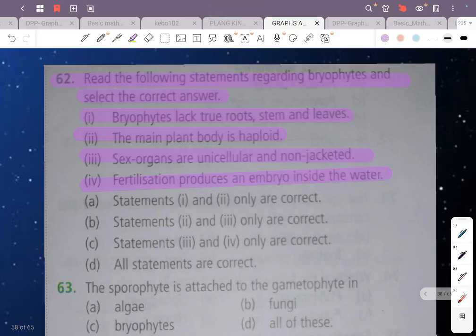So what do you think is the correct answer? Is it A, statement 1 and 2 are only correct? Is it B, statement 2 and 3 are only correct? Is it C, statements 3 and 4 are only correct? Or is it D, all the statements are correct?